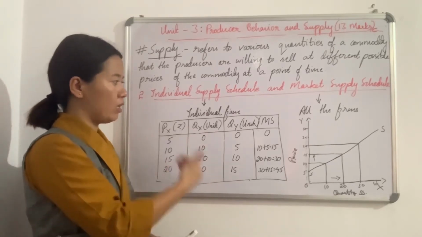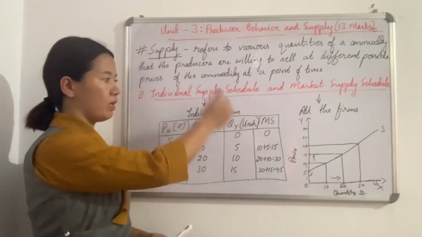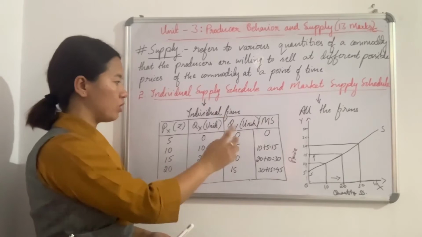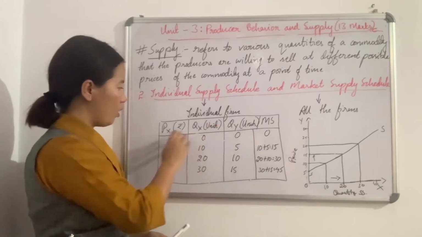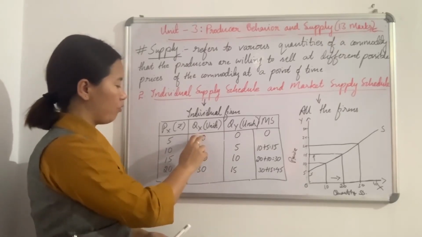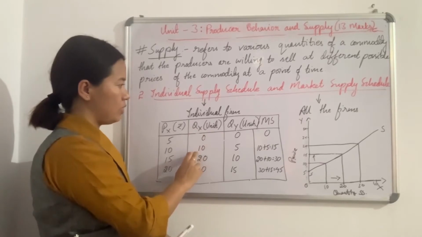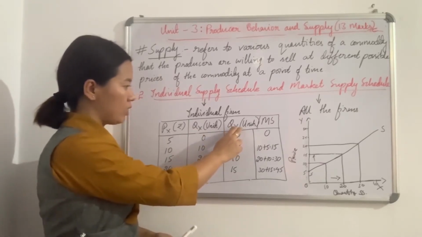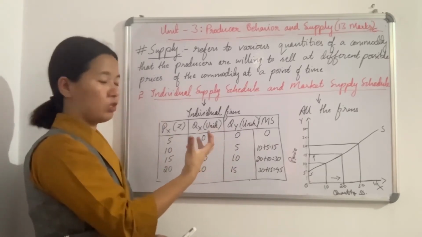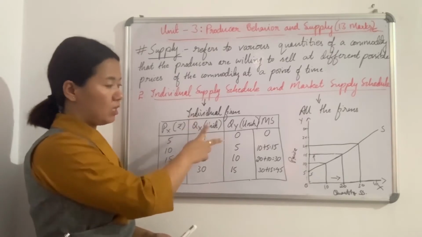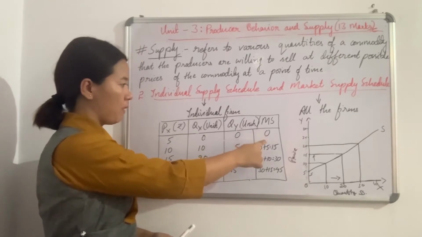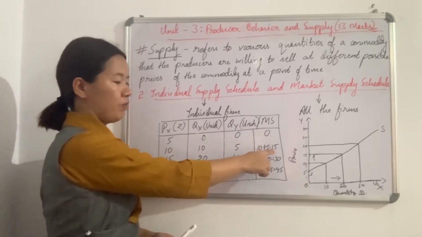And when I include one more firm, suppose in this market there are only two firms, so the total production of these two firms, for example, when the price increases to rupees 10, the supply of firm X increases to 10 units, and the supply of firm Y increases to 5 units. So the total amount of the commodity that these firms are willing to sell in the market is 10 plus 5. So the market supply at rupees 10 is 15 units.